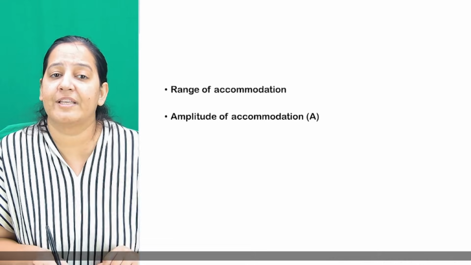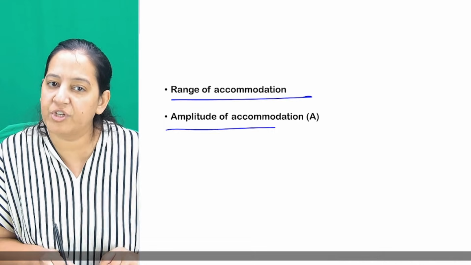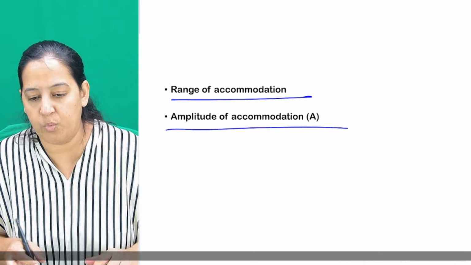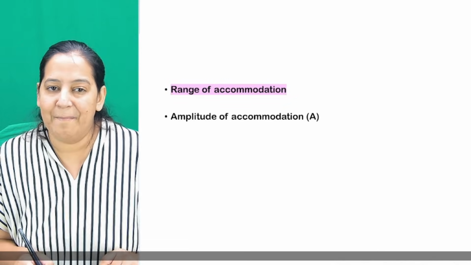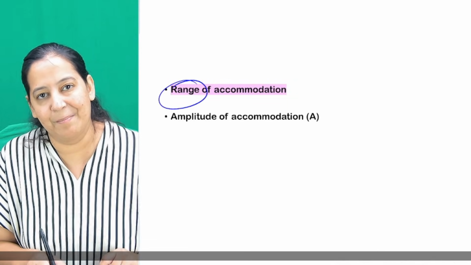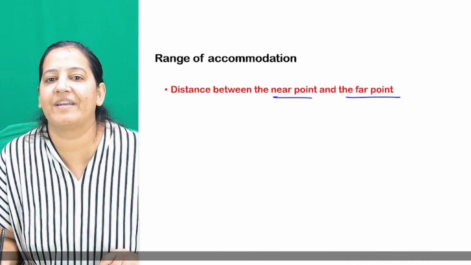Now two more things I would like to explain before I come to the disorders: the range of accommodation and the amplitude of accommodation. What is the range of accommodation? What is the amplitude of accommodation? Range of accommodation is very simple. It is the difference between the near point and the far point.